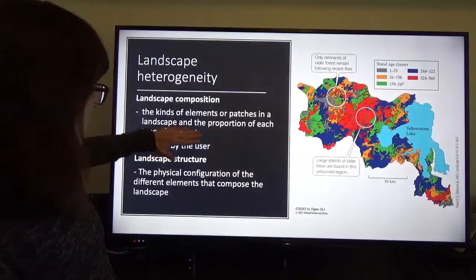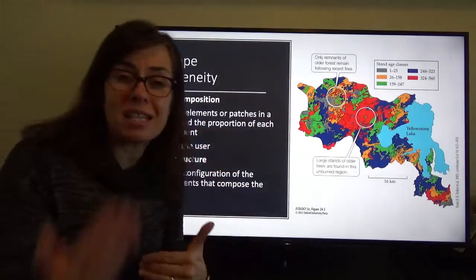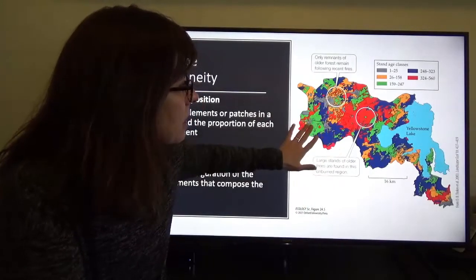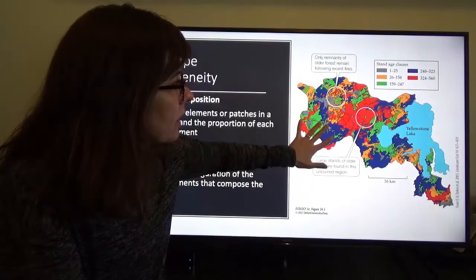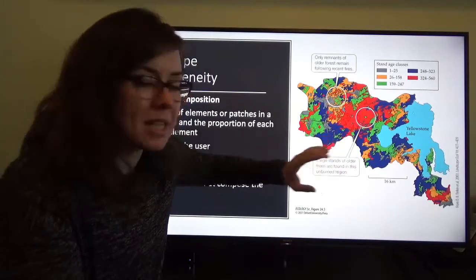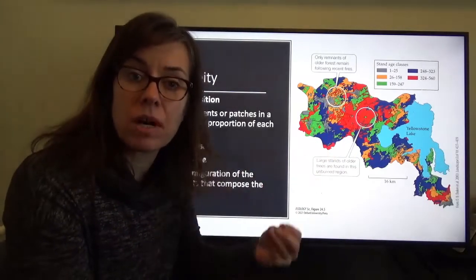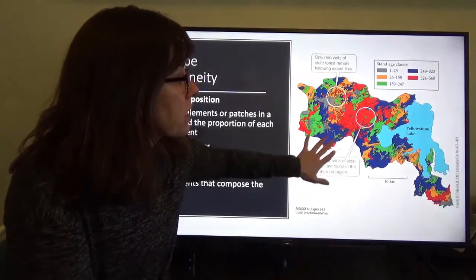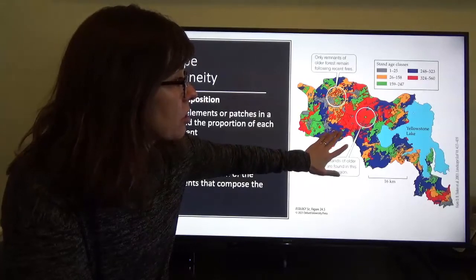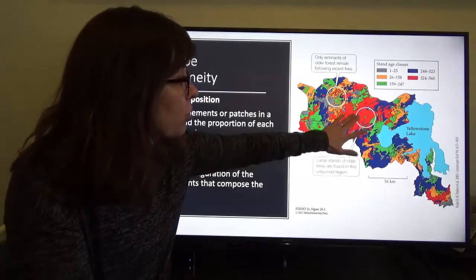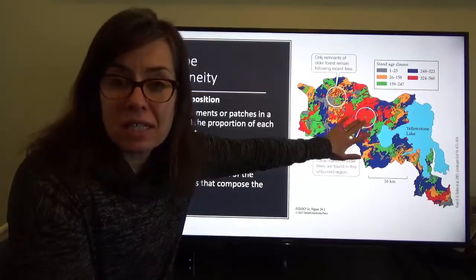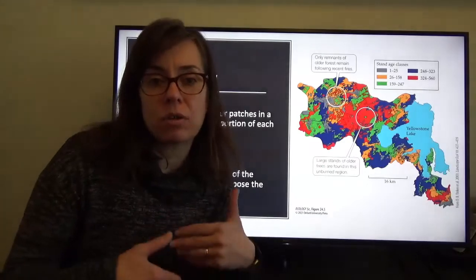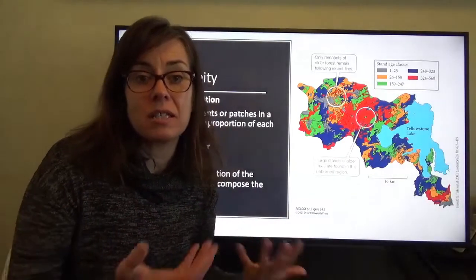Now, the second component of this is the proportion of each type of element. And so that's kind of like the evenness. If we look at this landscape, what we see is that very young stands, the 1 to 25 year class, are not well represented in this landscape. They're fairly rare, right? We talked about rare species. We can also have rare landscape elements. Whereas the older stand ages, 248 to 323, represented by dark blue, and 324 to 560, represented by red, are pretty common in the landscape. So these are more abundant or dominant land covers in this particular landscape.